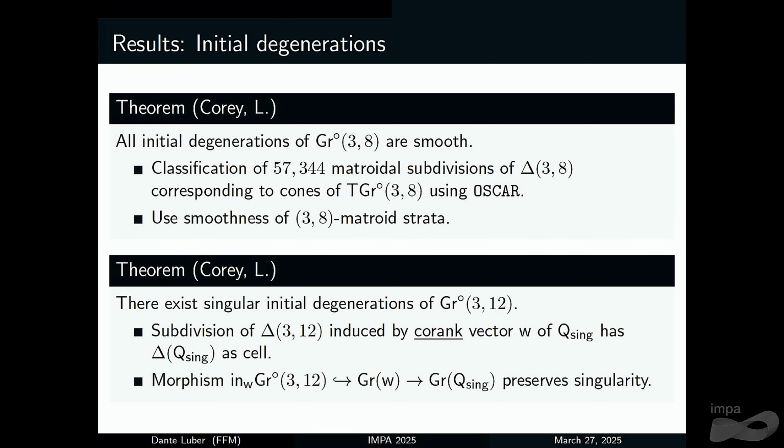And then we used the singular things we found to construct singular initial degenerations of the Grassmannian using the same technique. You use the co-rank vector of your matroid, a matroid with singular realization space, that has the polytope of that matroid as a cell in the subdivision. Compute the inverse limit over that subdivision, and the structure morphism gives you a map from the inverse limit to that matroid stratum that preserves the singularities, and then that inverse limit includes into that, and that preserves the singularity as well.